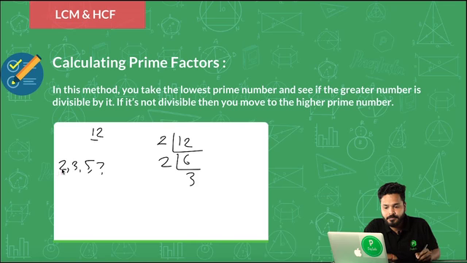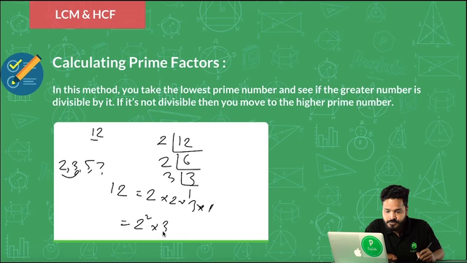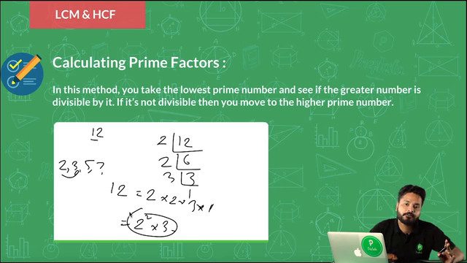Now 3 is not divisible by 2, so I have to move to the next prime number, that is 3. So I get 1. So we are done here. What are the prime factors of 12? They are 2 into 2 into 3, which is nothing but 2 square into 3. So you got how we calculate the prime factors? This is very important, and knowing how to calculate prime factors will help you find the LCM and HCF of numbers very quickly. Once we know how to calculate prime factors, we'll see how to calculate the LCM.